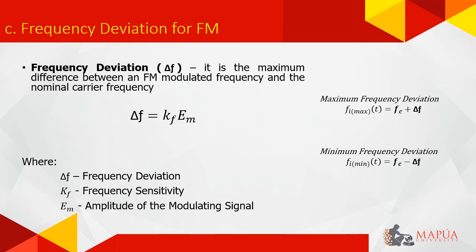The maximum or minimum frequency deviation can be determined by adding or subtracting the frequency deviation from the carrier frequency, which is given by carrier frequency f sub c plus or minus the frequency deviation delta f, respectively.